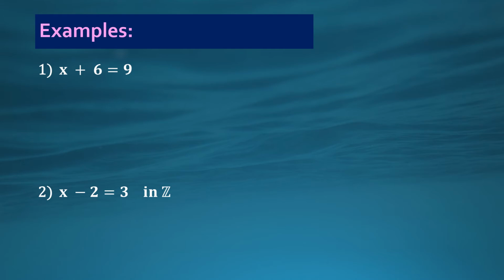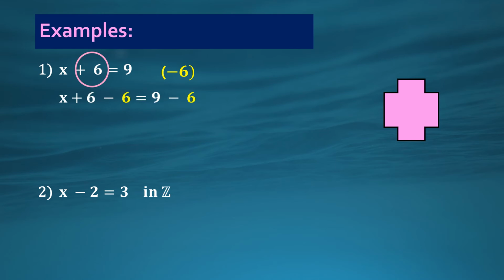Now try to solve these equations by using the golden rule. Number 1, x plus 6 equals 9. Here we have a number added to x. That means you will remove this number by adding its additive inverse. The additive inverse of 6 is negative 6. So you will add negative 6 on both sides to get x plus 6 minus 6 equals 9 minus 6.